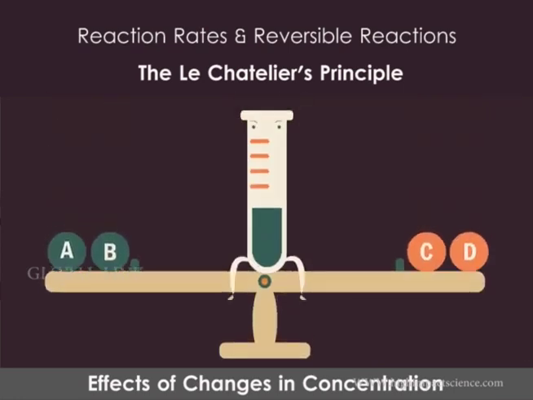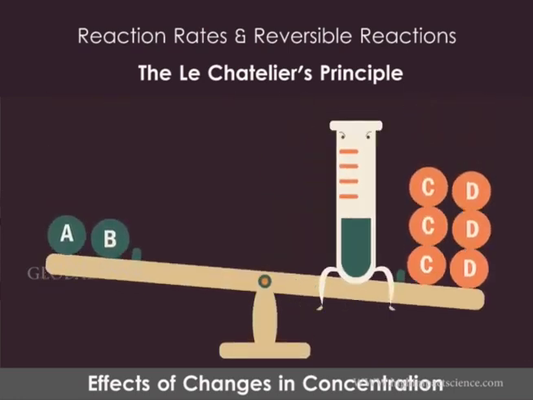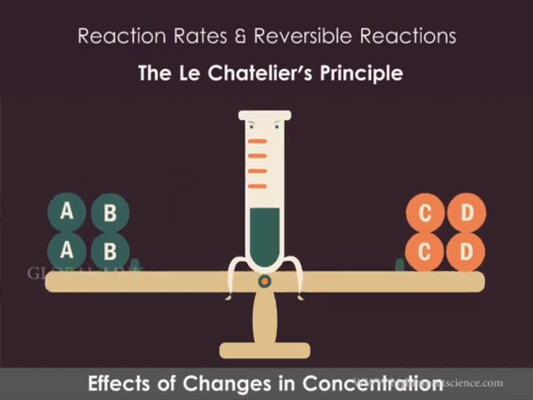If we added more C and D, the system becomes stressed and is no longer at equilibrium. So to counteract the stress, the system forms more A and B. Therefore, the equilibrium shifts to the left.